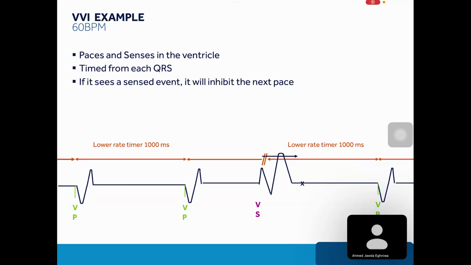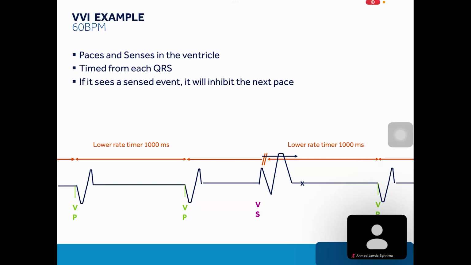Clear or not? Clear. What does it mean if I put VVT, not VVI? We will use this mode in only one event: if I have oversensing in the ventricle.